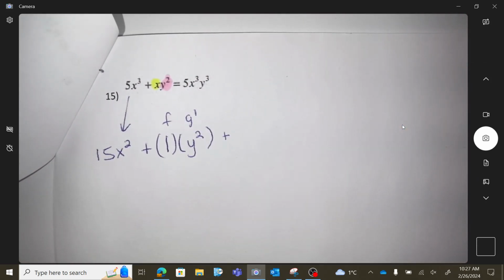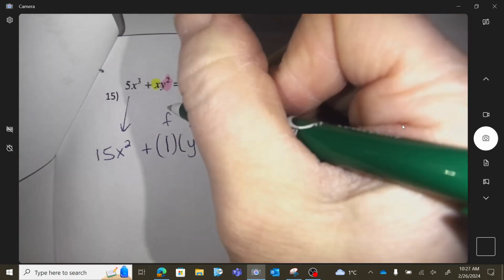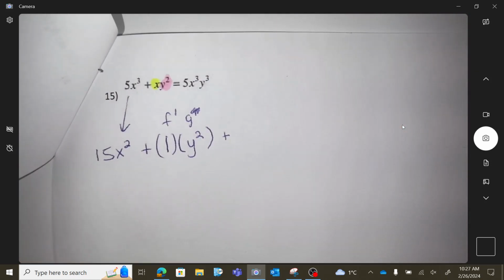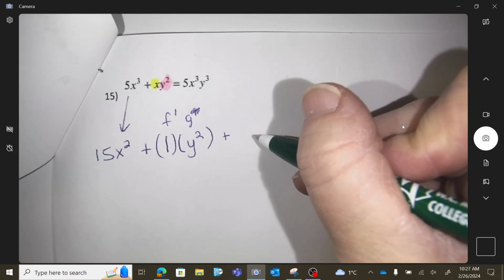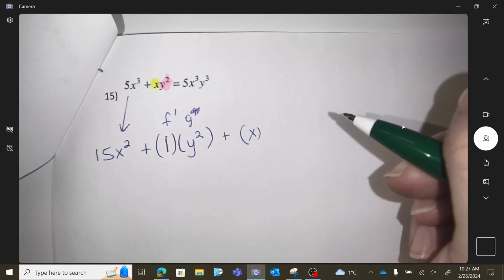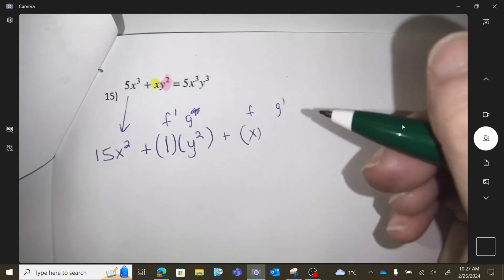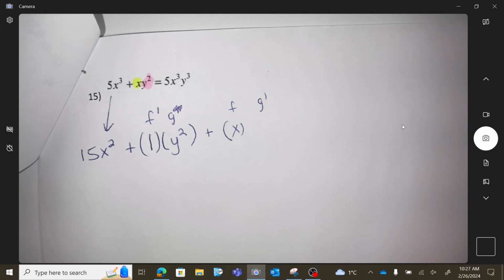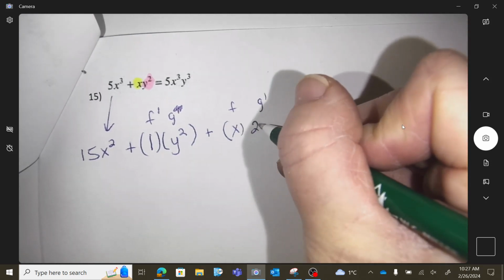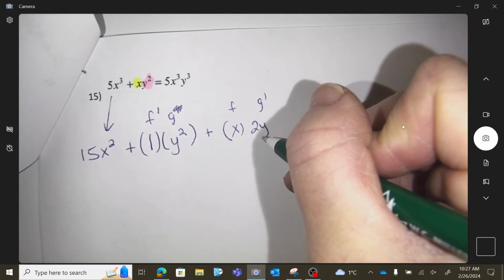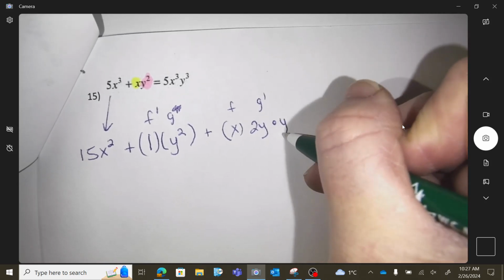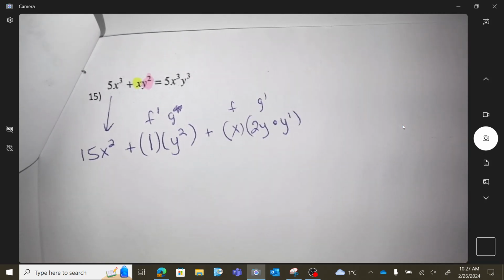Plus, whoops, I did that wrong. Plus the original yellow, so just the x, times the derivative of my pink. So 2y. Oh, that's deriving a y, so I have to attach a y prime. Equals.